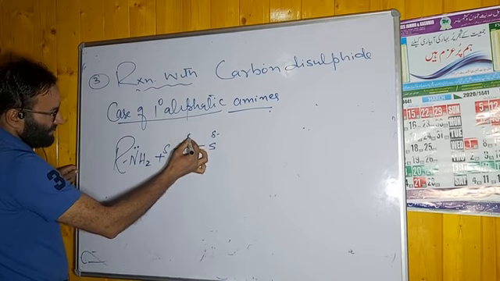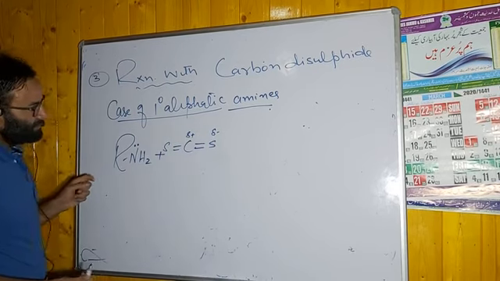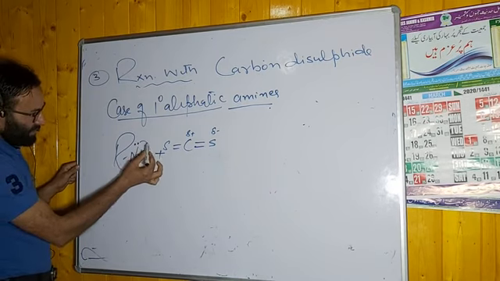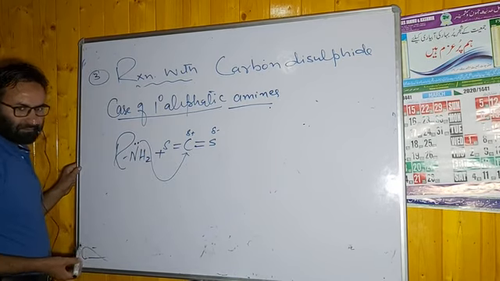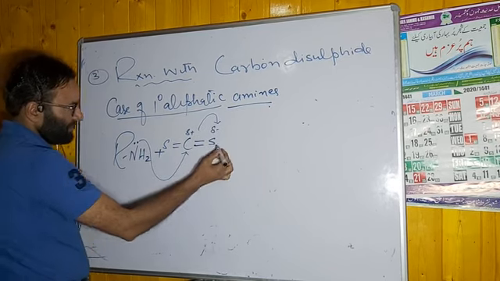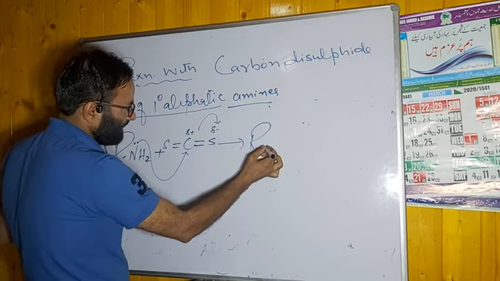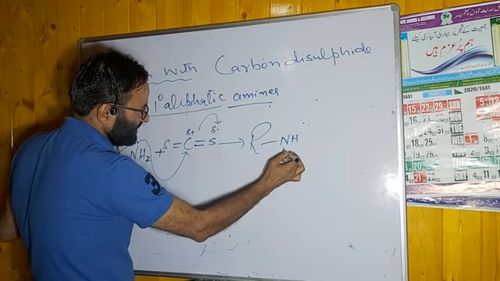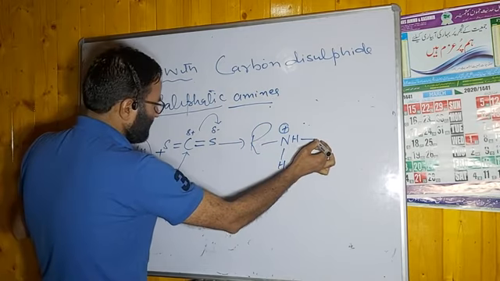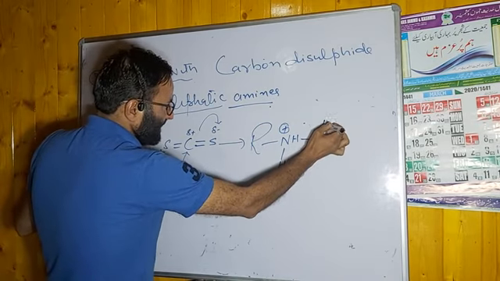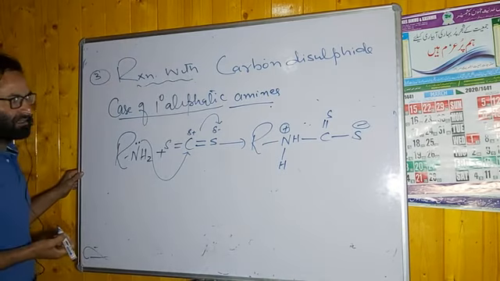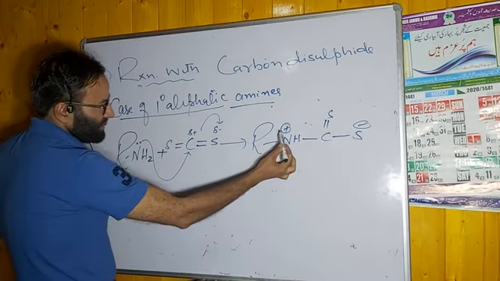I will tell you the mechanism of this reaction, how the reaction proceeds. This lone pair attacks the carbon. Here you will have a simple mechanism. You will have RNH2 with a plus charge. It will form a bond with the carbon. It will have a double bond to S, and we have S minus. This is the way.